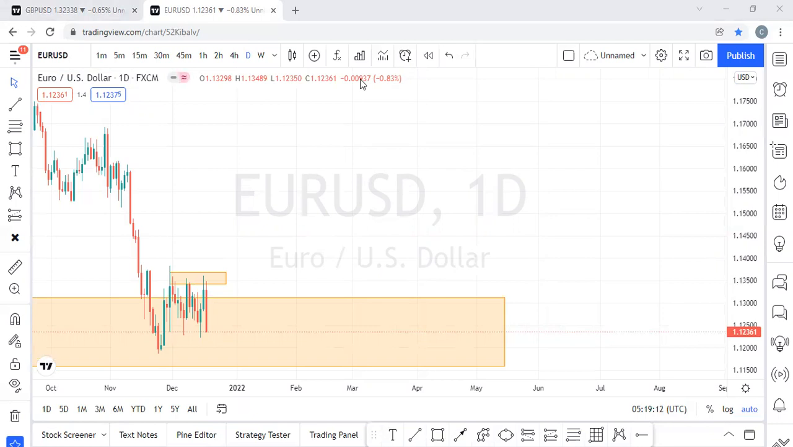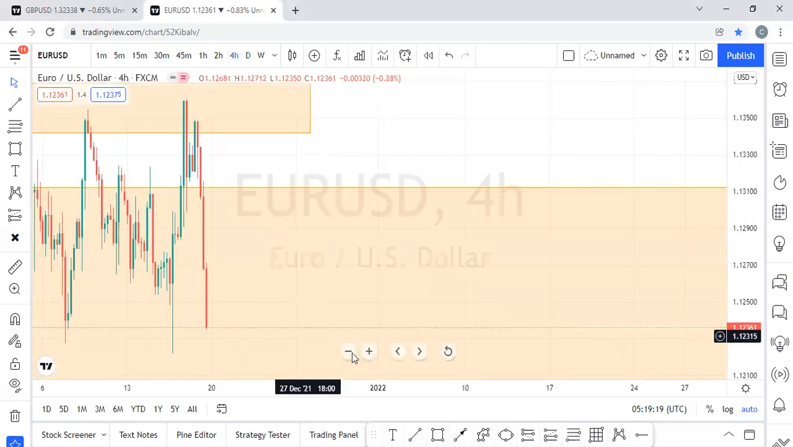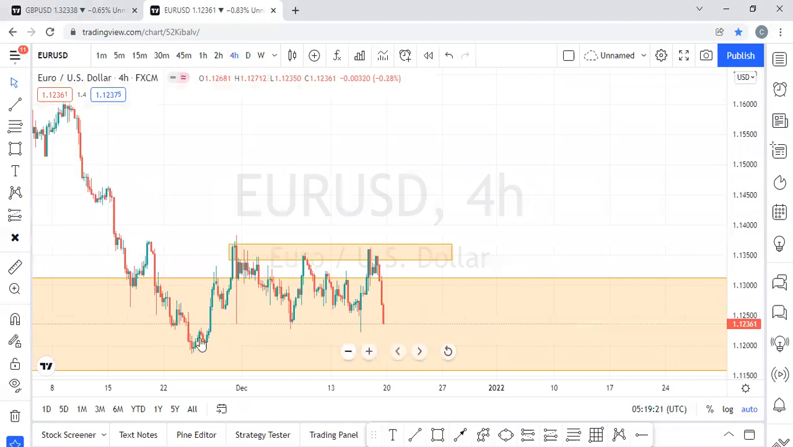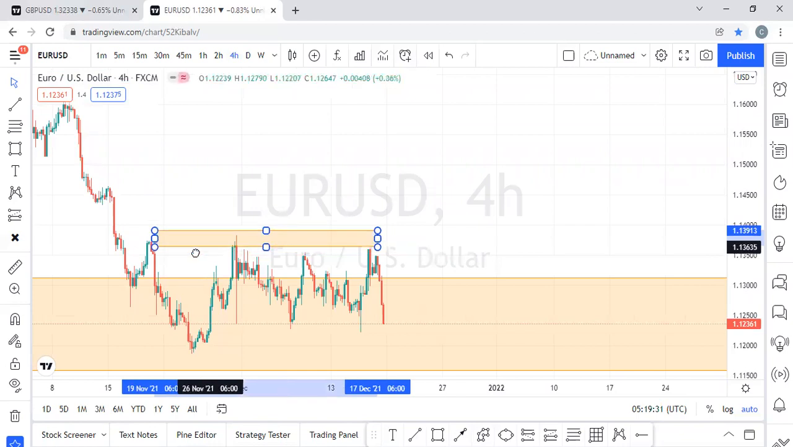So this market is pretty bearish. Let's go to the 4-hour to see if there's any information we can see. This market is pretty bearish. This is the last obvious lower high.